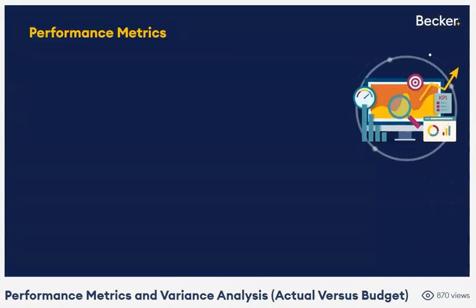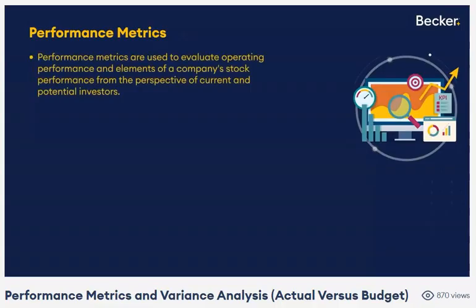So performance metrics, we evaluate, remember, the operating performance. That's what's going to drive value, the core business. We want to look at that operating performance and see how that's going to affect their stock performance. There's a high correlation between the operating income on the income statement and the earnings per share and ultimately the value of the company. So performance metrics, we're evaluating that performance.